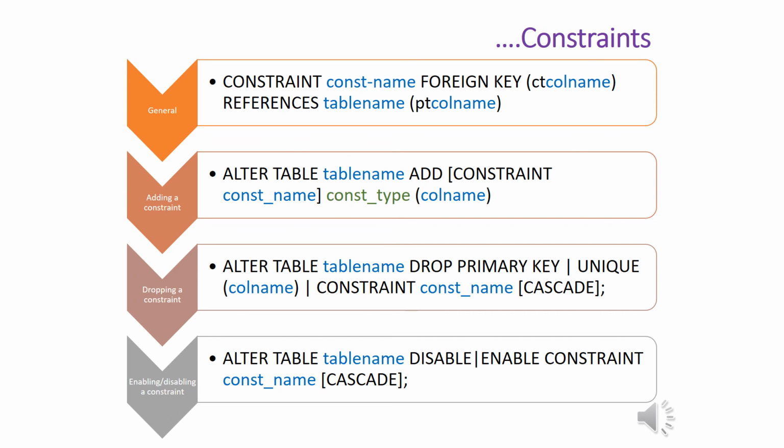To remove a constraint, we can have alter table, table name, drop primary key, or unique column name, or constraint name. To enable or disable a constraint, we can use alter table, table name, disable or enable constraint name, cascade. Cascade will be used for foreign key constraints.